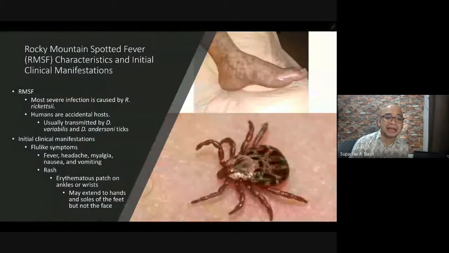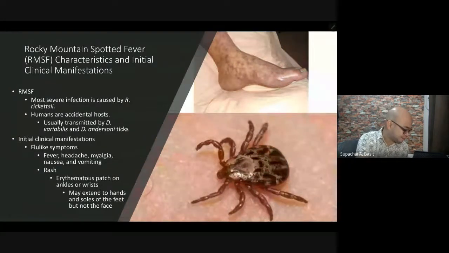So initially, patients would manifest flu-like symptoms, which may include fever, headache, myalgia. There would be muscle pain, nausea, and vomiting. And eventually, rashes will appear. And these rashes are characterized by erythematous patch. So when you say erythematous patch, it means that these are red rashes that may appear on ankles or in the wrist, and it may extend to hands, soles of the feet, but not the face. So ito pala yung rashes.